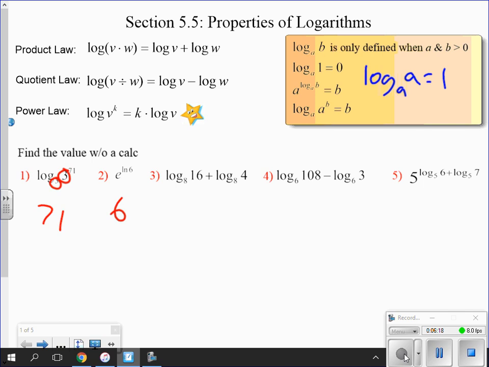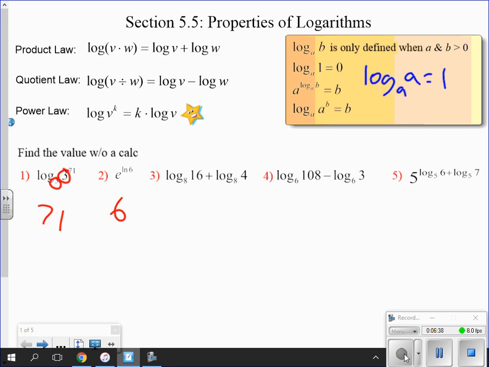Okay, so those are the easy ones. The base of my exponent and the base of my logarithm are the same number. It's either whatever I'm taking the log of or whatever the exponent is. It doesn't matter. Those are easy ones. Yes? Because natural log is what? It's log base e. Okay.